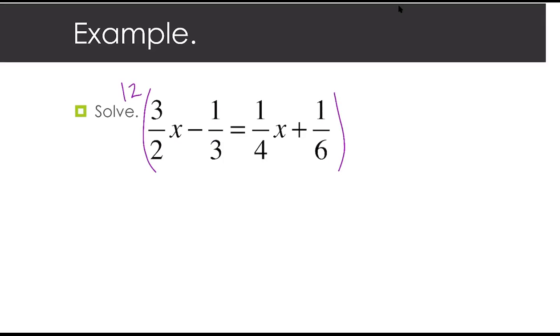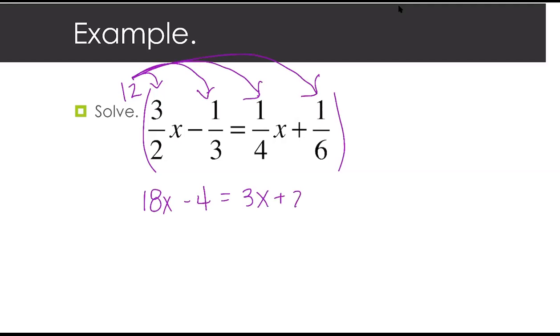So be very careful when you're doing this because you have to multiply every coefficient all the way through. So we're going to take 12 times our 3 halves x, which is equivalent to saying 12 times 3, which is 36, and divide it by 2, which is going to give me 18. So we'd have 18x. Take our 12 times our negative 1/3, we get a negative 4. And take your 12 times your 1/4, which is really 12 divided by 4, which gives me a 3x. And then 12 times a 1/6, which is going to give me a 2.